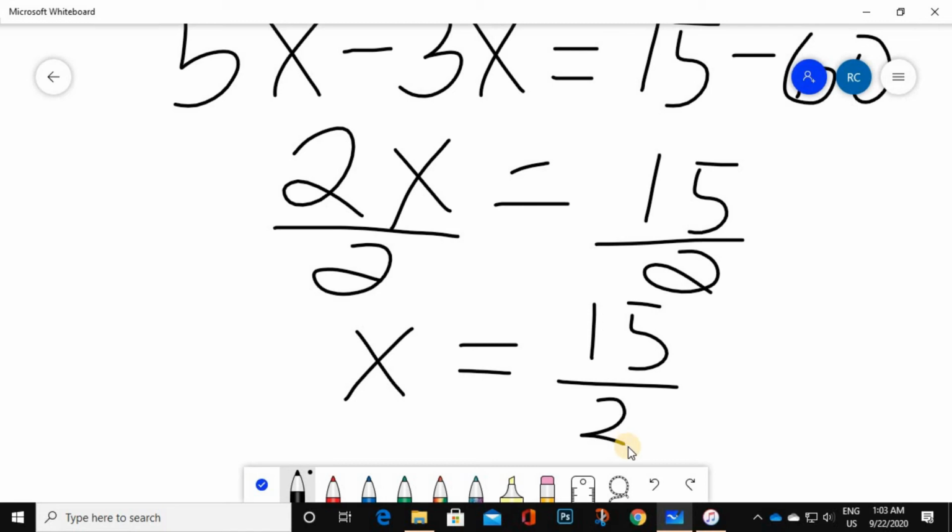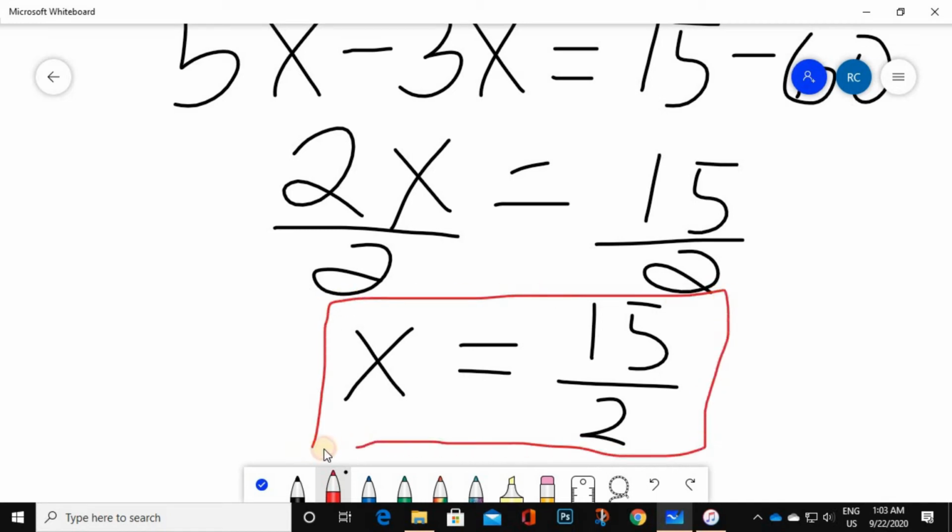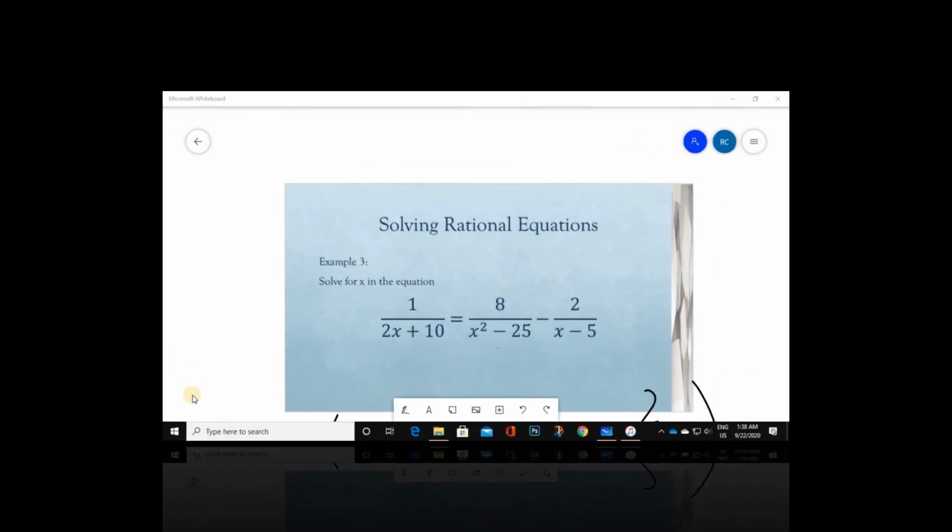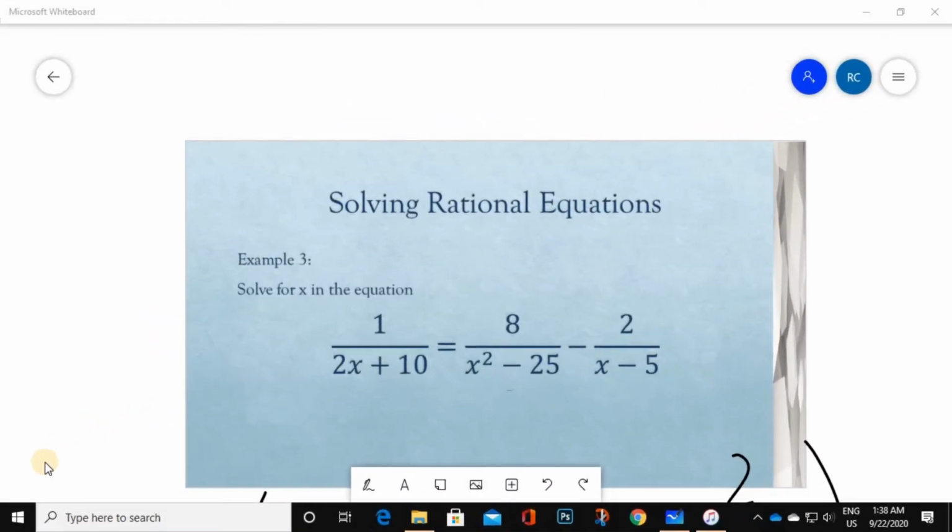So, nakuha natin ang value ng x. The value of x is 15 halves. Galing mo! Okay. Para sa example number 3, solve for x in the equation.